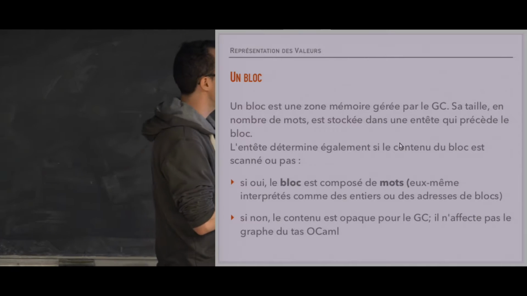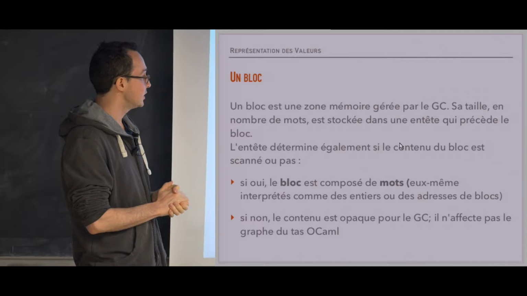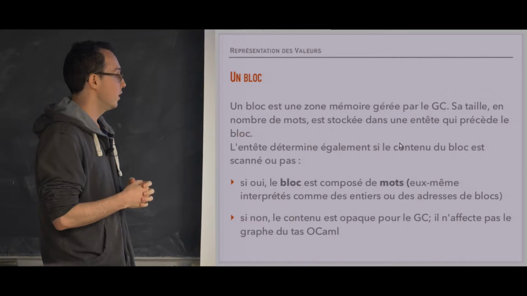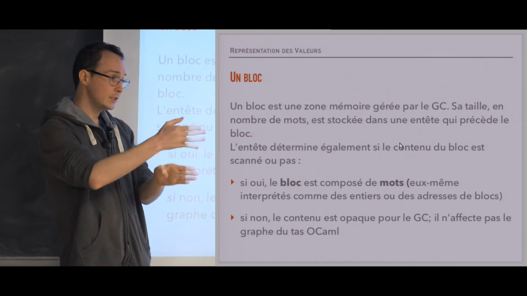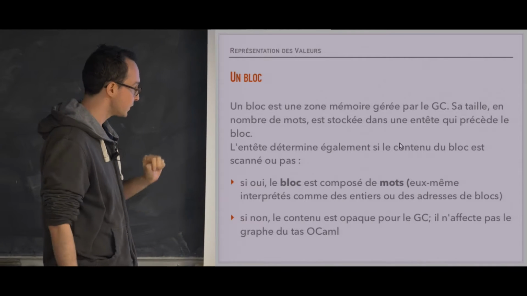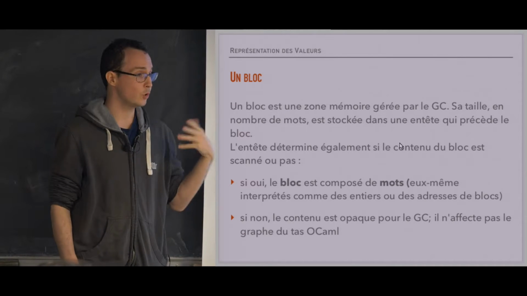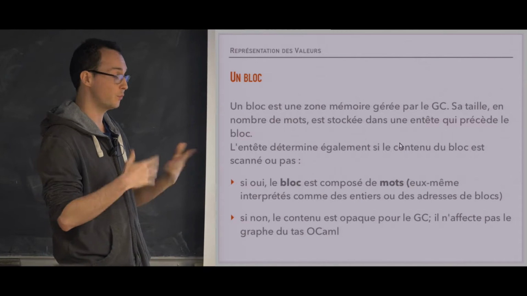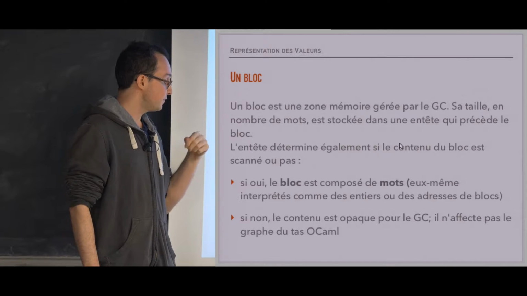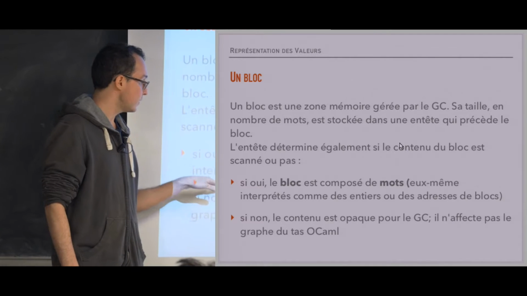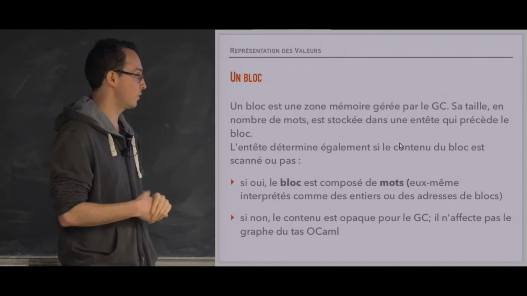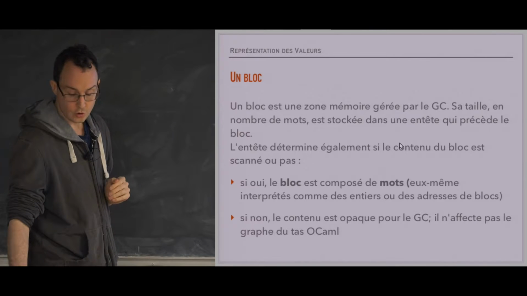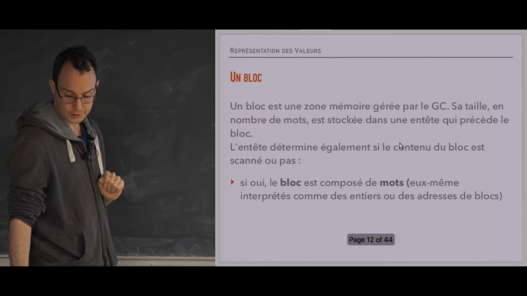And the second concept is a block. A block is a chunk of memory which is managed by the GC. Its size, expressed as a number of words, so a multiple of the size of a pointer, is stored in a header which is just before the beginning of the block. And this header is used to determine whether the block should be scanned or not. If it is not scanned, then the GC will just ignore its content, and you are free to give it the interpretation you want. But if it should be scanned, then all the remaining words are interpreted as pointers to other blocks or integers. So this is the recursive nature of OCaml values, which enables representing all the constructions from the higher-level language.